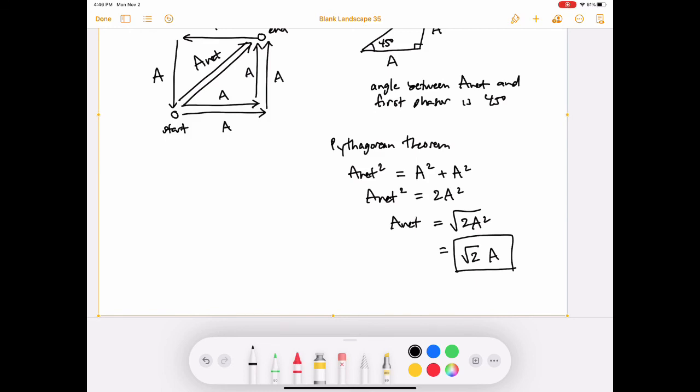So hopefully you get a sense of how we draw phasor diagrams. In the next lecture video, we're going to be continuing on with this and drawing a lot more phasor diagrams. So we'll end this one here, and I'll see you in the next one.